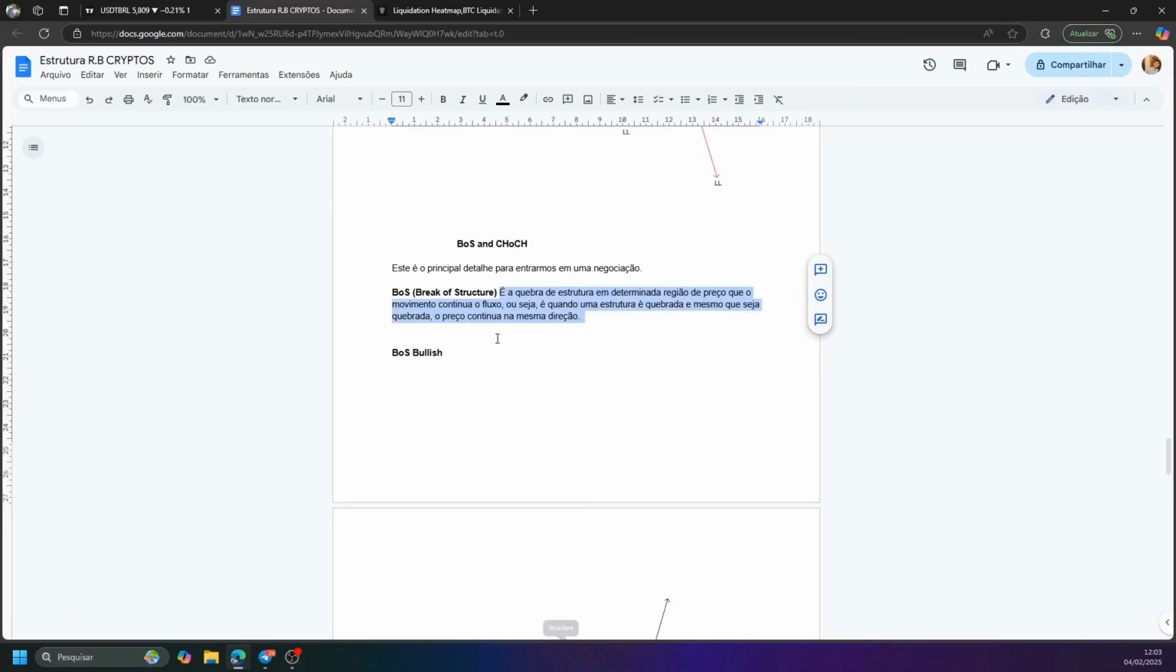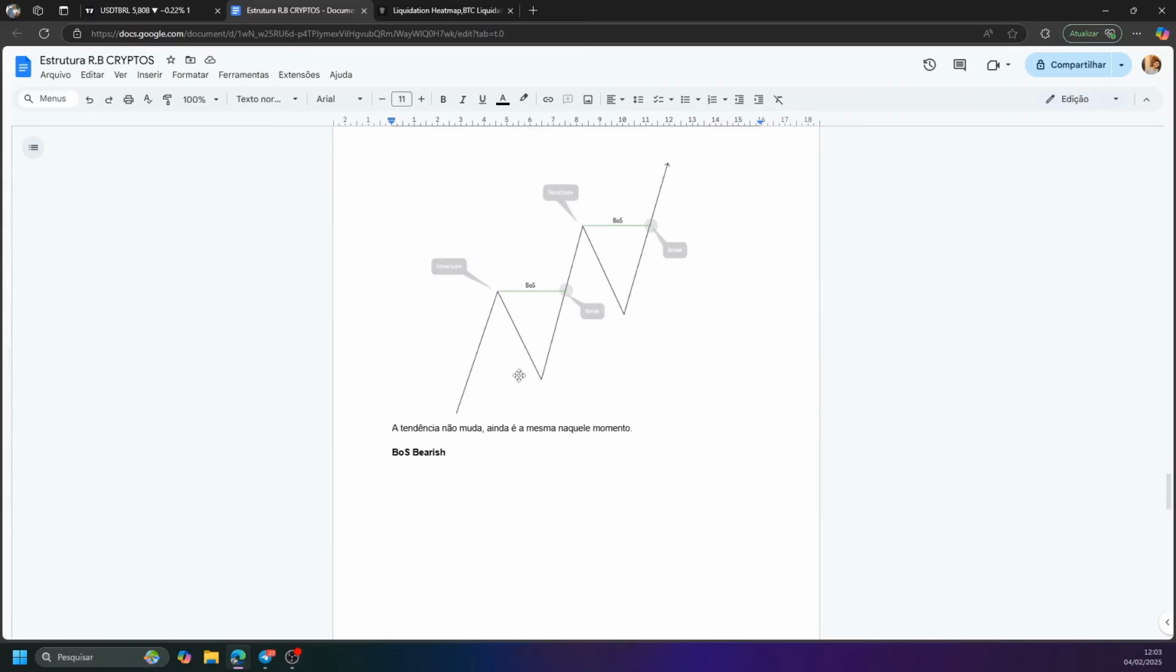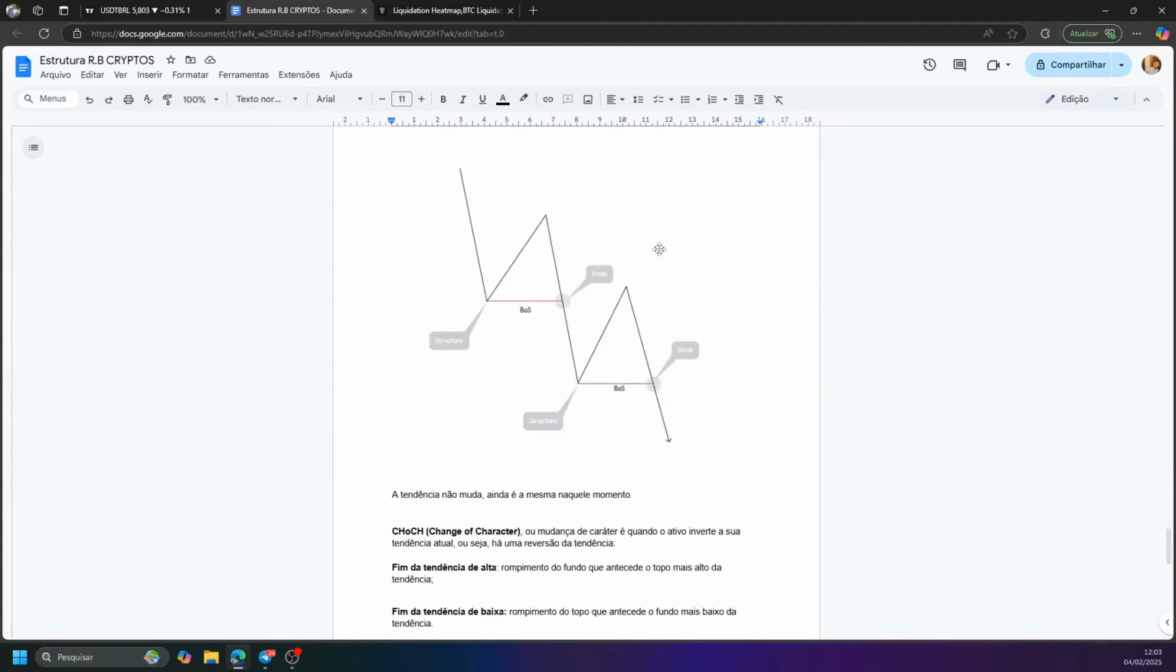The flow, that is, it's when the structure is broken, and even if it's broken, the price continues in the same direction. In other words, in a bullish structure, from the moment the market breaks that high in this area, we have the formation of a BoS, right? If the market continues the bullish flow and breaks again, we have a new formation of a BoS.